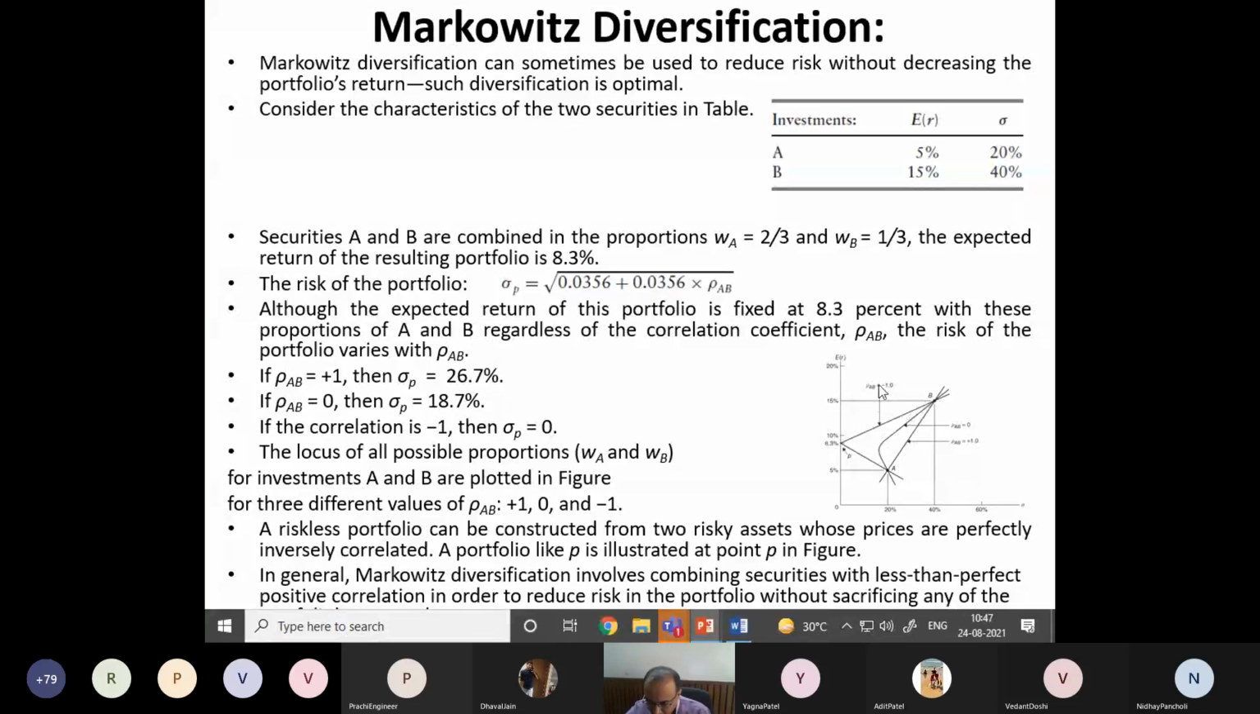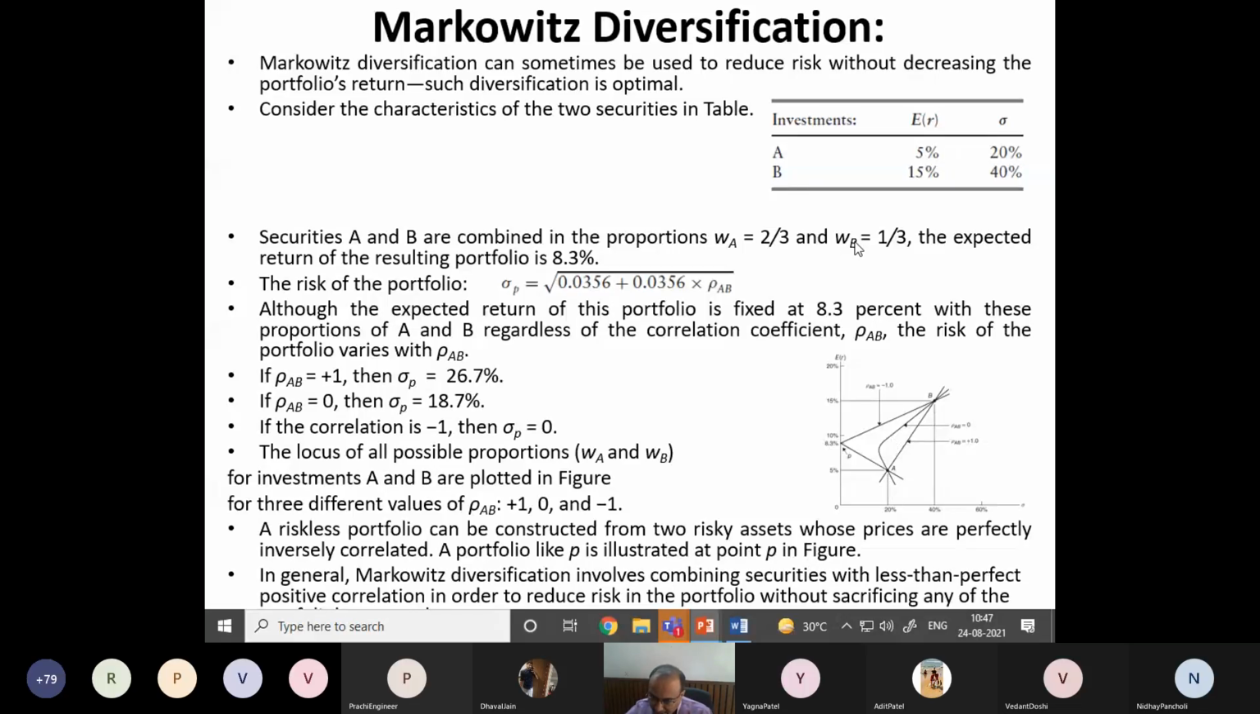You can see that with rho AB -1, it's two intersecting lines like this. And at one point, I get 8.3% where my risk is 0, right? For rho AB 0, I get a curve. I will not get any straight line or intersecting lines. I will get this curve, which maybe looks like a hyperbola or parabola. Later on, we will say whether it is a hyperbola or parabola. So I get this curve by joining all the points.